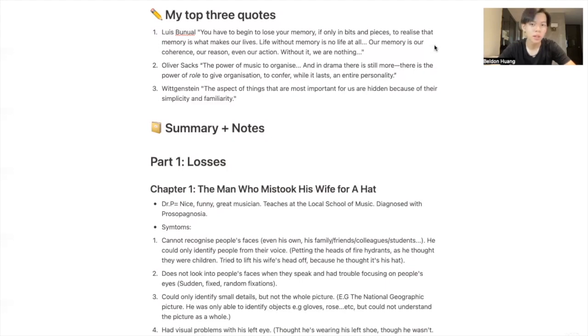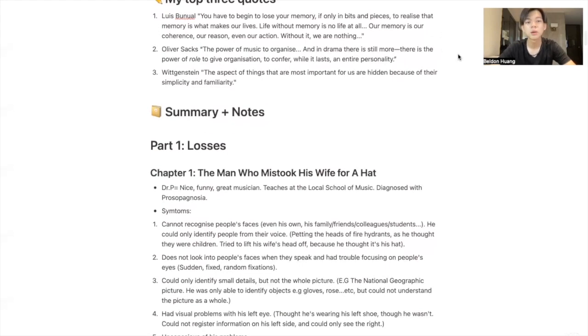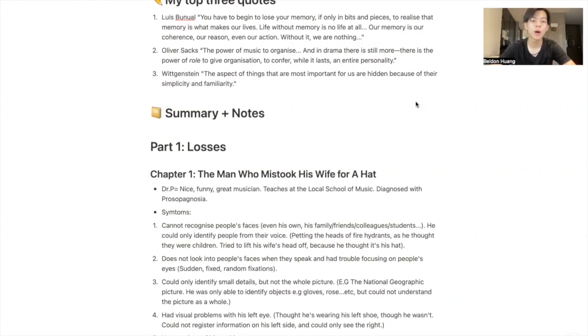Without it, we're nothing. And second one by Oliver Sacks himself: The power of music to organize. And in drama, there is still more. There is the power of role to give organization, to confer, while it lasts, an entire personality. And thirdly, by Wittgenstein: The aspects of things that are most important for us are hidden because of their simplicity and familiarity.